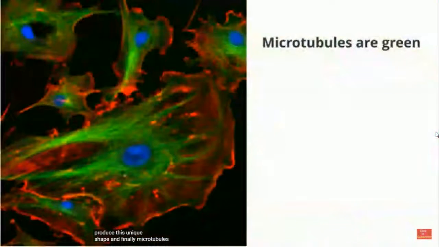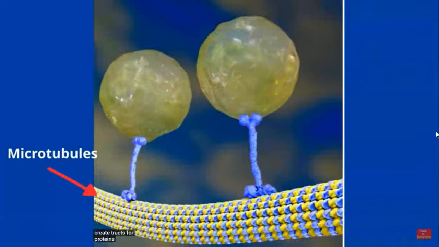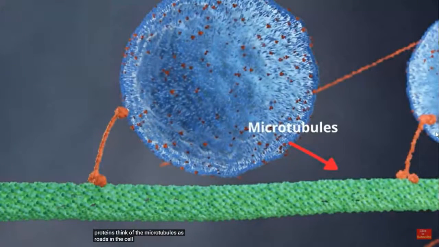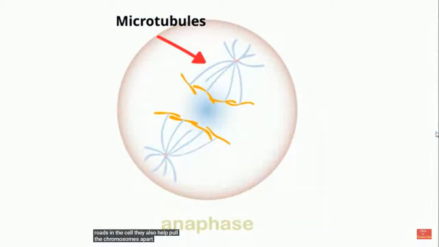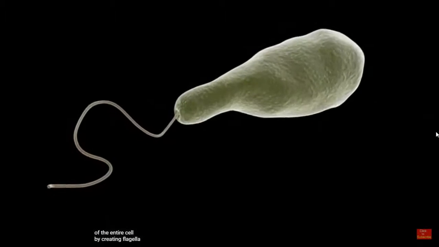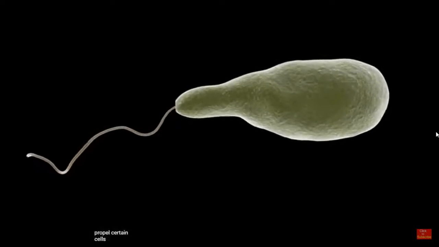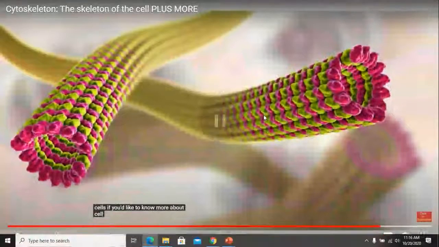And finally, microtubules are the largest filaments and also create tracks for proteins. Think of microtubules as roads in the cell. They also help pull the chromosomes apart in mitosis. Microtubules also help with the movement of the entire cell, like the flagella. If you'd like to learn more about the cell.